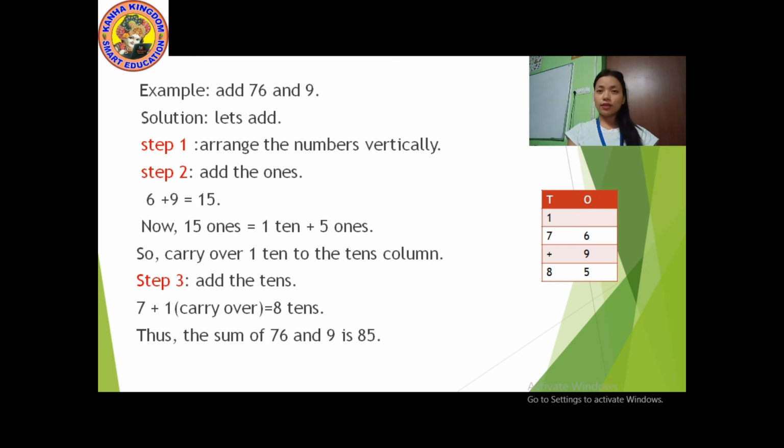So the sum of 76 and 9 is 85. Okay student, the sum of 76 and 9 is 85.